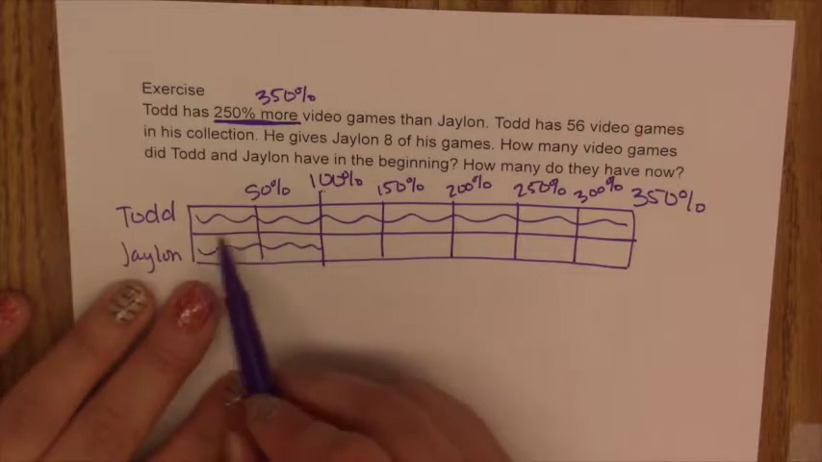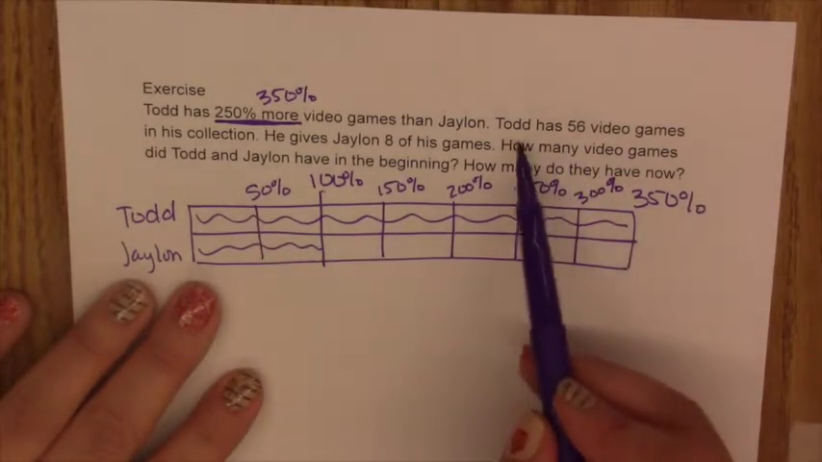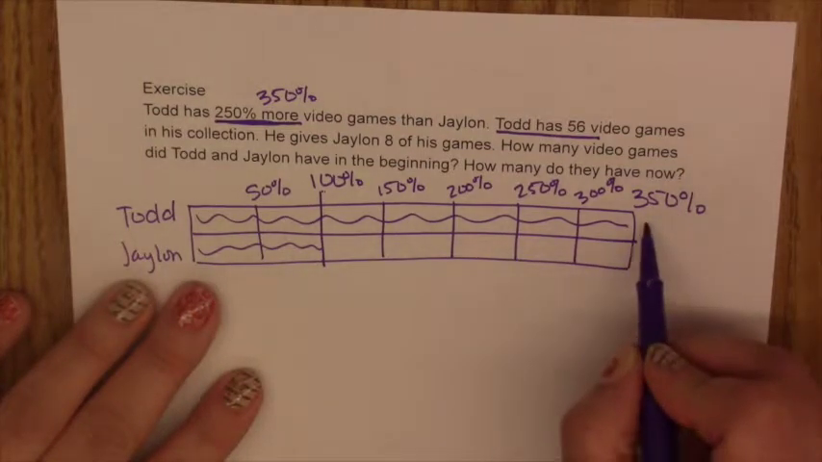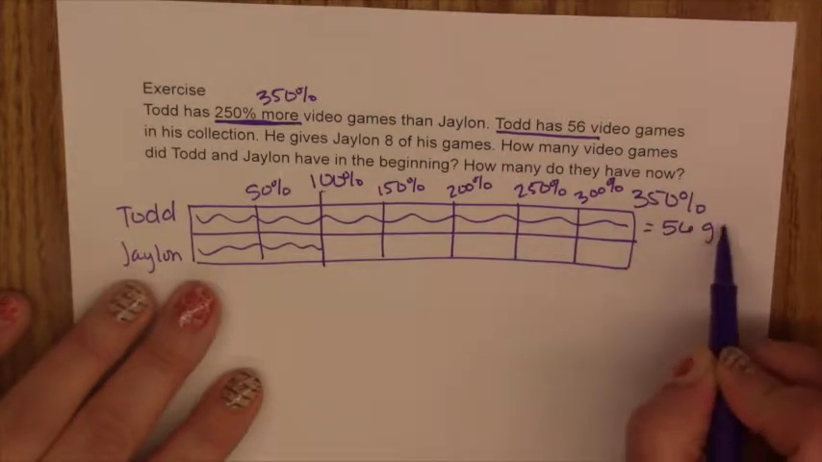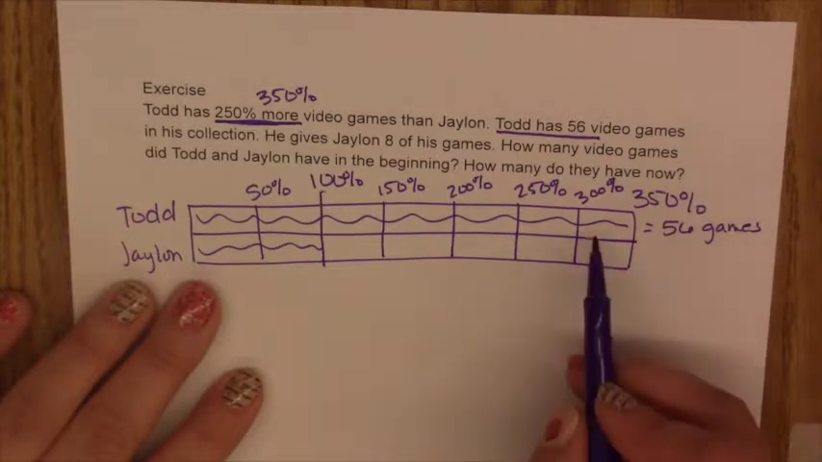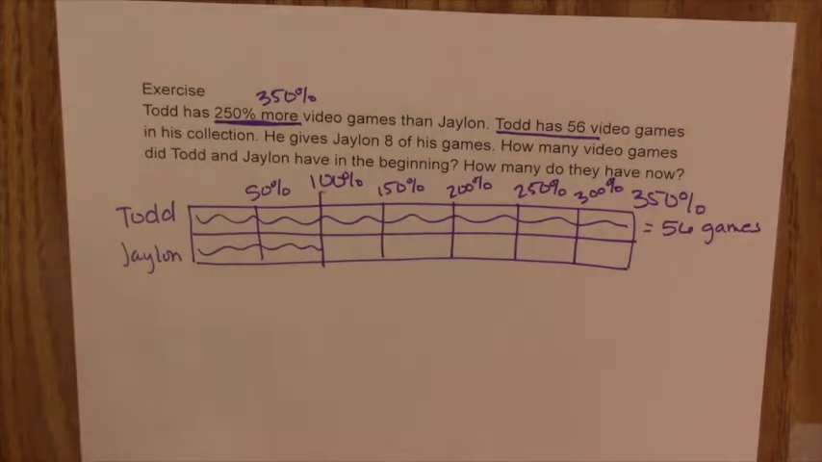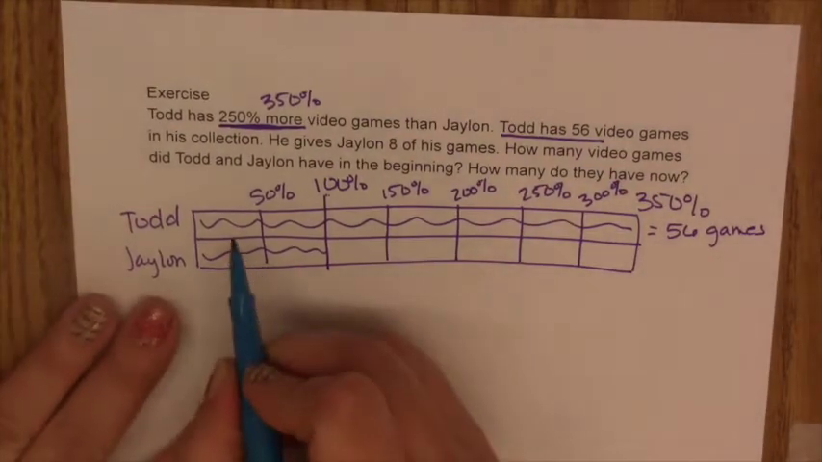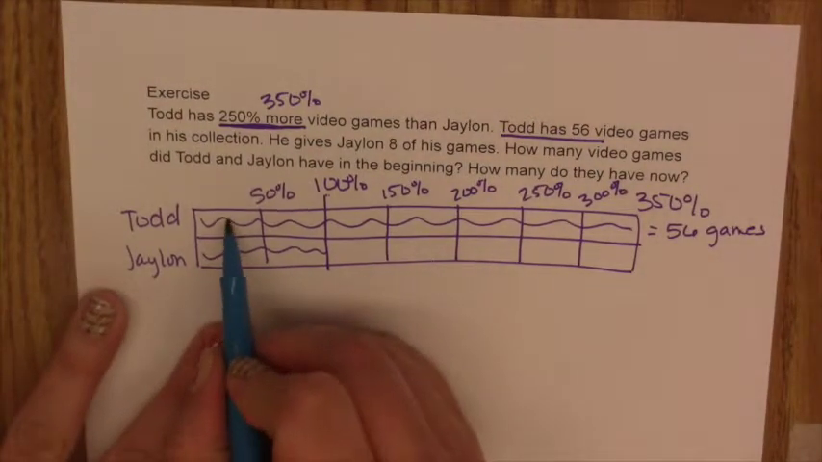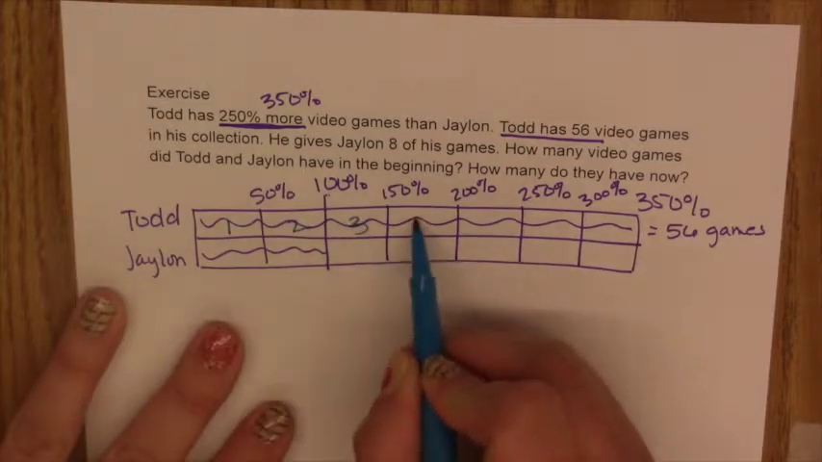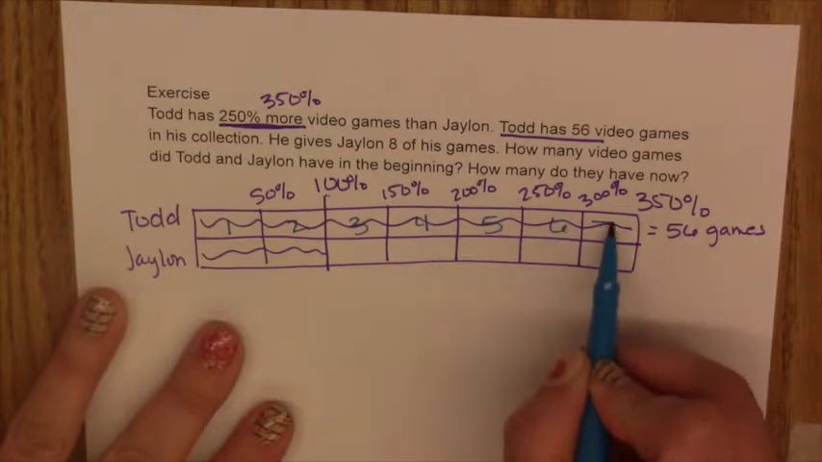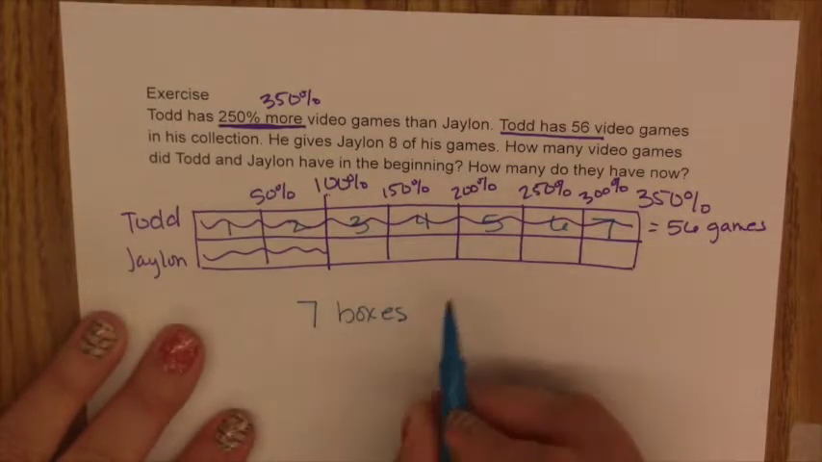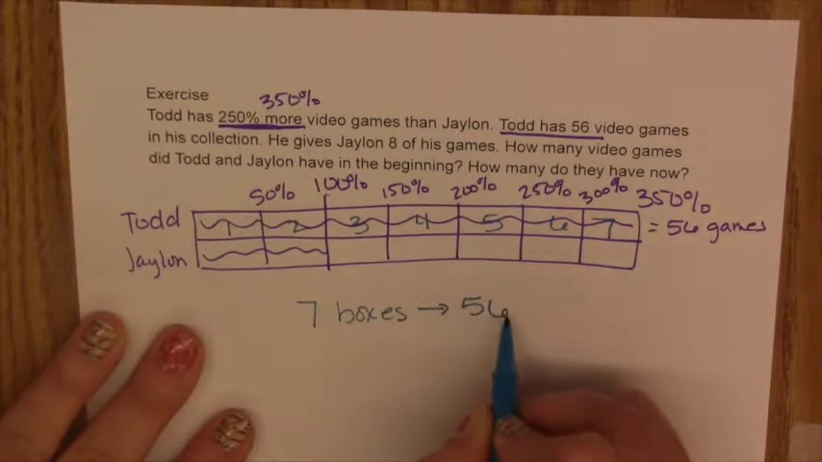All right, so let's do some figuring here. Oh, we missed one more thing. Todd has 56 video games. So Todd's entire line is equal to 56 games. Okay, so now let's do some figuring. If we look at Todd's line, he has 1, 2, 3, 4, 5, 6, 7 boxes. And those 7 boxes equal 56 games.